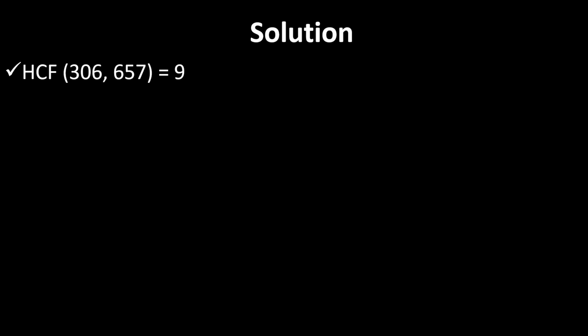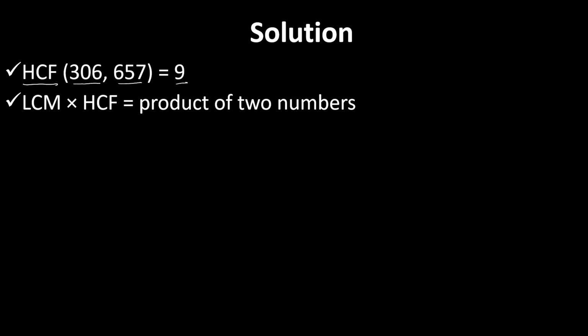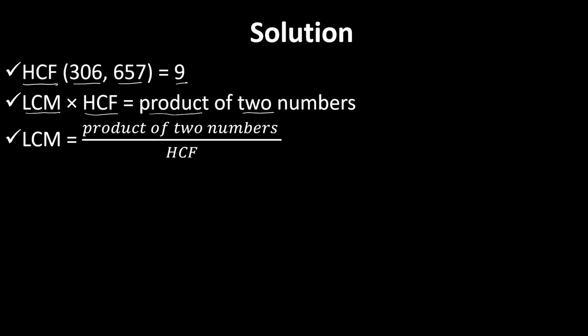So as we know here, the highest common factor, HCF, is given to us for these two numbers 306 and 657. Its value is equal to 9. And we know this statement that lowest common multiple multiplied with highest common factor is equal to the product of those two numbers. So in order to find out the lowest common multiple, what are we going to do? We will divide the product of the two numbers by the highest common factor. So we will write down 306 into 657 divided by 9.